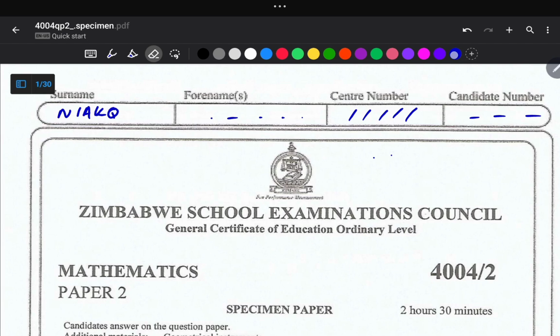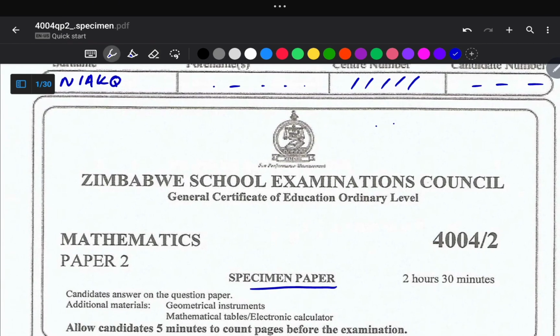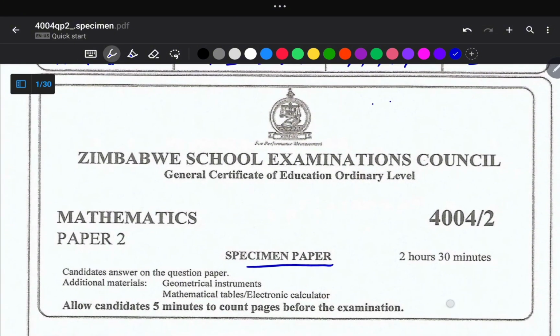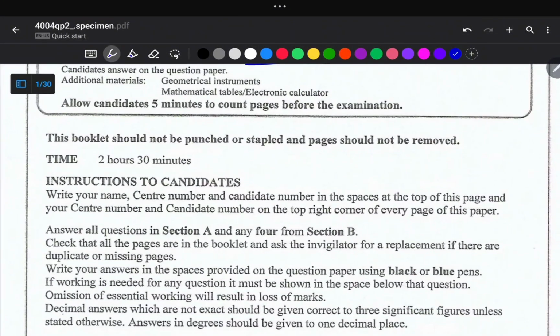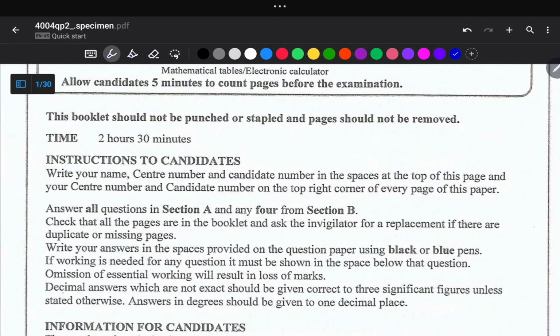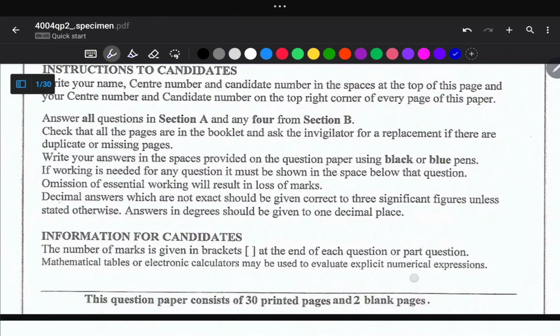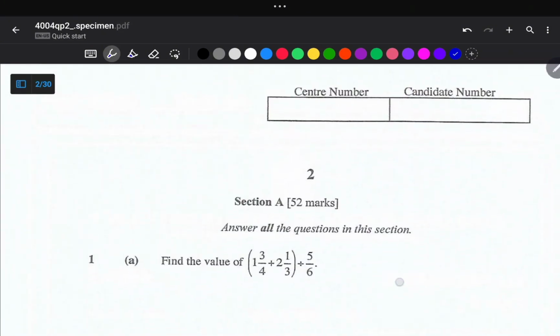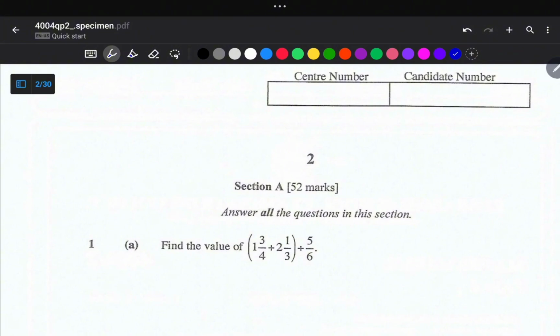So here we have this question paper. This one is a specimen paper, Paper 2 for ZIMSEC. Just make sure every time you open a question paper you read the instructions to candidates. So here we are on Section A for 52 marks, and in Section A we are required to answer all the questions.